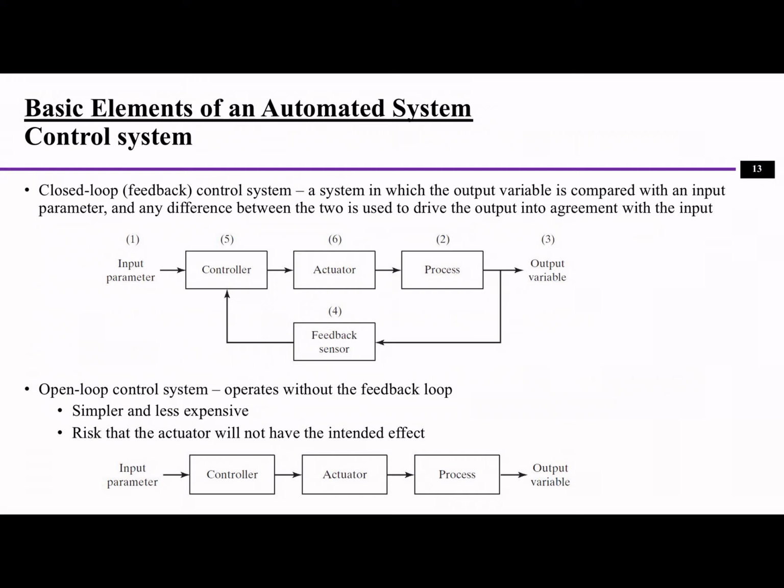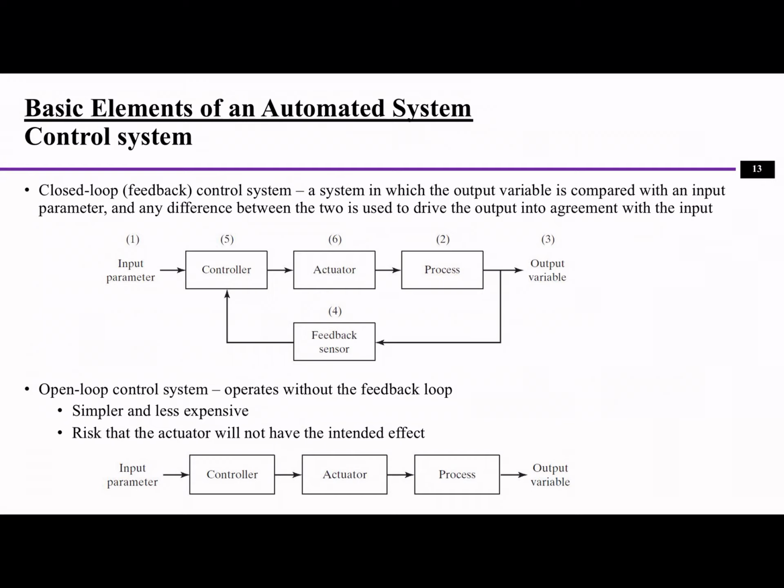The next basic element of the automated system is the control system. The control system is more like the brain. It processes information and then generates a signal to trigger an action. Typically there are two different kinds of control systems. One is closed loop control, the other is open loop control. Let's first start with open loop control.